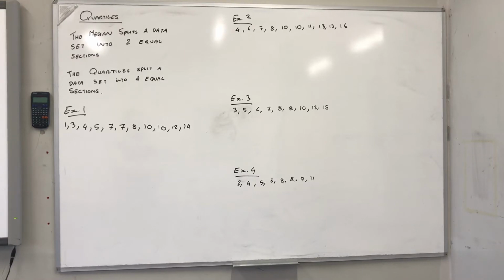The usefulness of this is to see the lowest 25% of a set of data and the highest 25% of a set of data. So it allows us to split the data into four equal sections. And if you can find the median, you can find the quartiles. Okay? So the first step is just to find the median of the data set, which I'll do here for example 1.